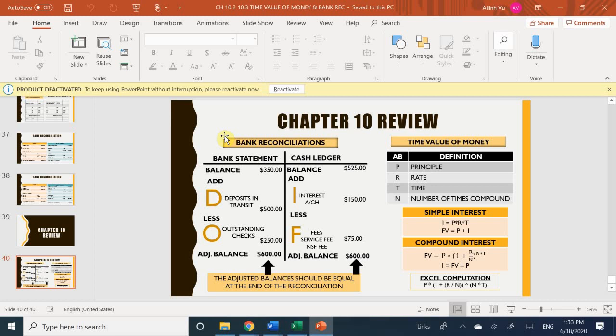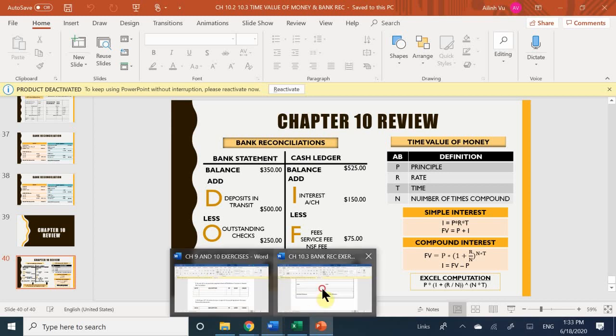So, a mnemonic device to memorize how to do either the bank statement or the cash ledger: you're going to do your do's and then you're going to do your ifs. So bank is your do's, cash is your ifs. Okay, here's a quick peek of this little chart.